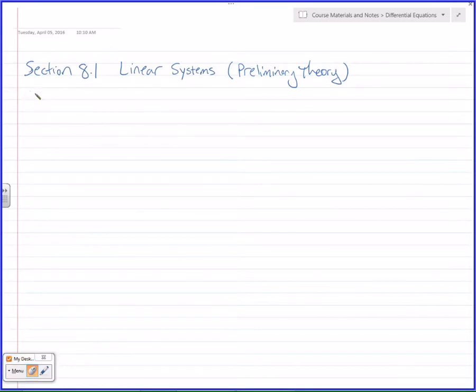So consider the following system, where I've got n dependent variables, x1 through xn, and one independent variable. And I'm writing the first derivative, dx1 dt, as a linear function of all the other dependent variables and perhaps one function of the independent variable.